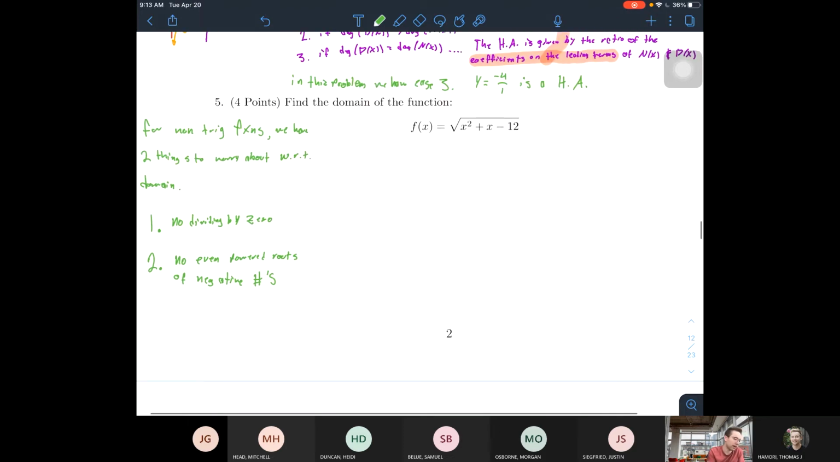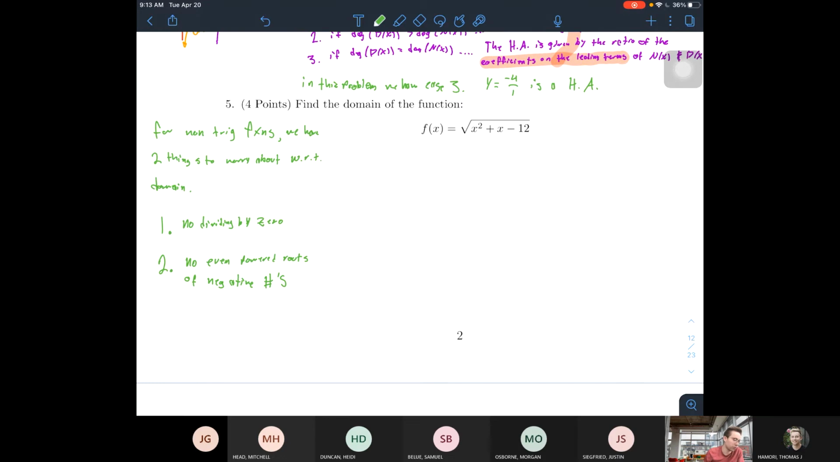In our case, we have a function which involves a square root, but no fraction. So we don't need to worry about number one; it's not applicable for this problem. But number two is definitely applicable because we do have an even-powered root here. It's a square root. So whatever number we're taking the square root of definitely needs to be larger than or equal to 0 for f of x to make sense.